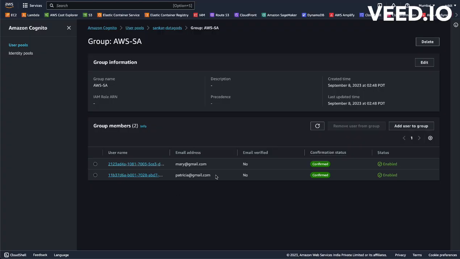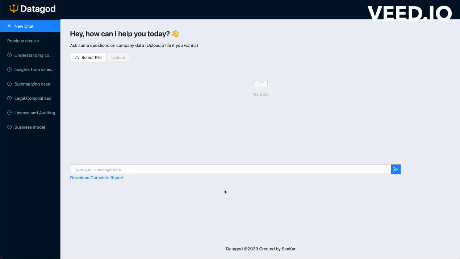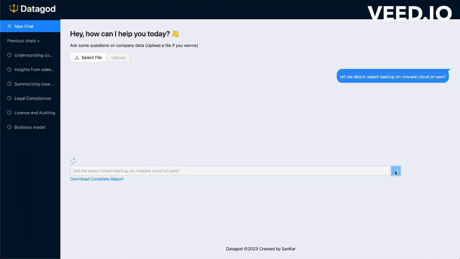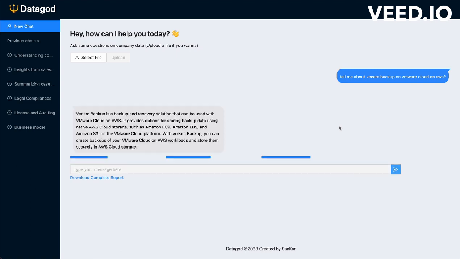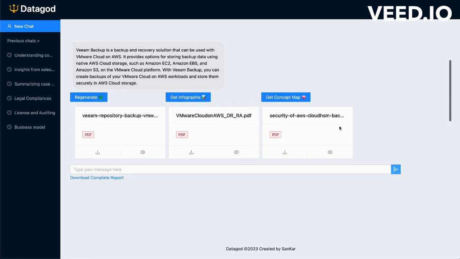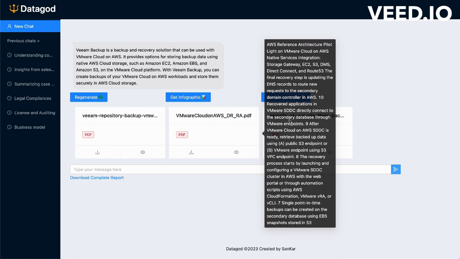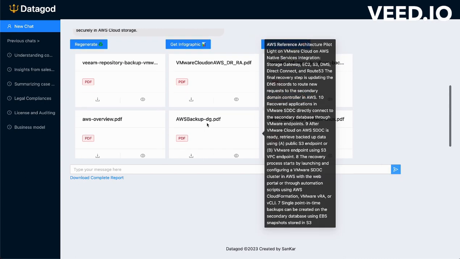Yeah, Patricia is now officially a solutions architect. So she should have all of the access to the data required by a solutions architect. So we asked the same question. Tell me more about the VM backup on VMware Cloud using AWS. And it would be able to give a proper answer right now, and it would even be able to cite it. So this is what basically Datagod does. It's even able to cite that, hey, I got the answer from this particular white paper. So this is the first part of it.